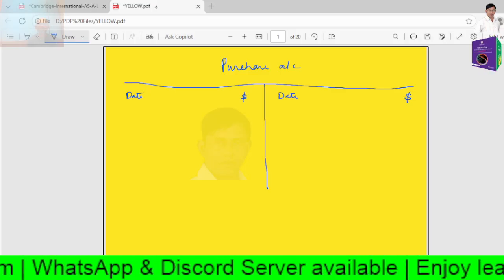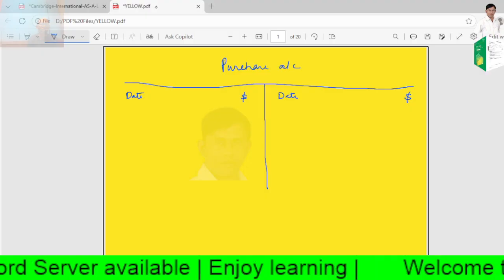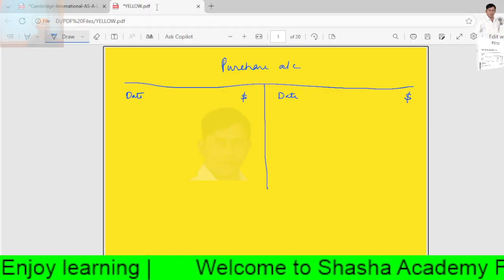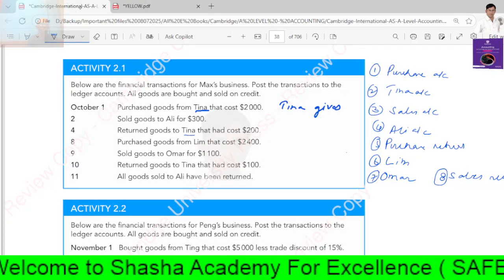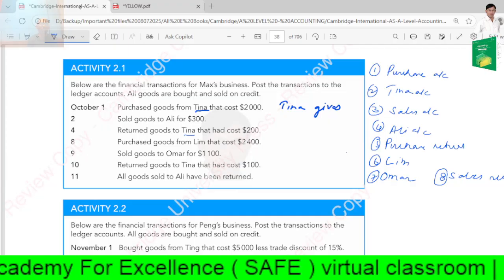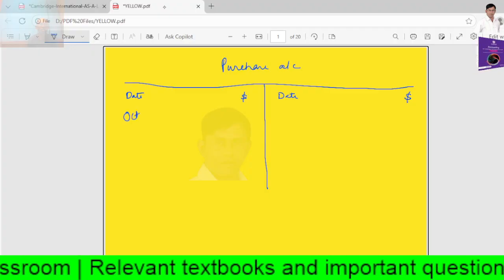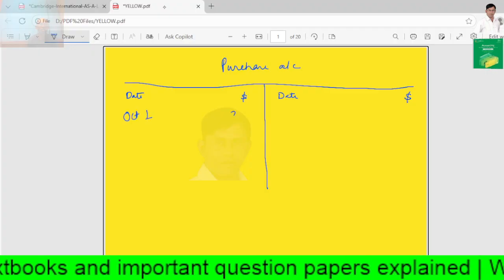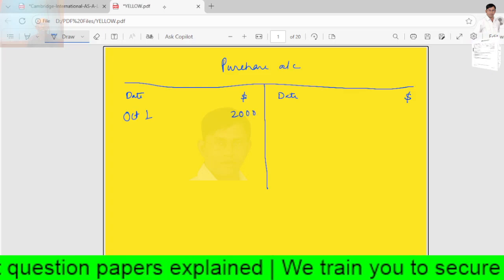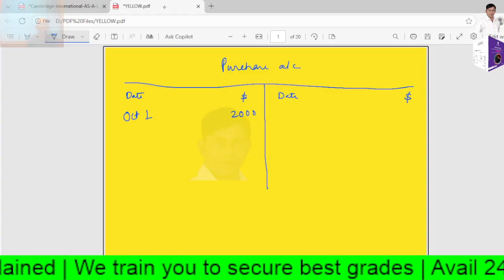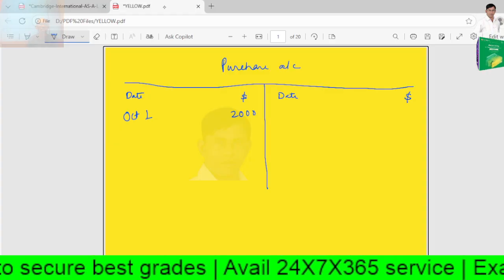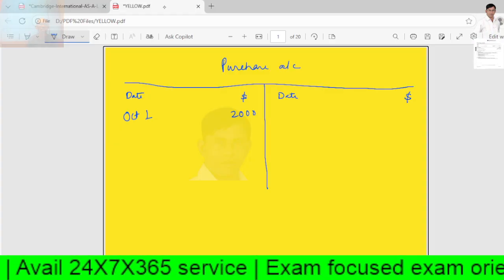This is how you have to remember, so that the logic will be clear. What is the worth of goods you have purchased? On October 1st, 2000. So purchases account is debited with 2000. This is what it means.